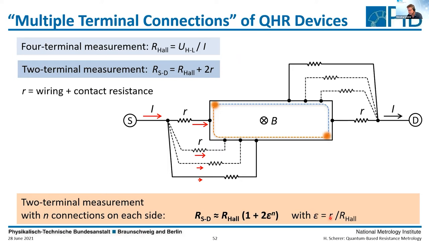So epsilon is the ratio of the wiring and the quantum Hall resistance, and it diminishes with the power of n, when n is the number of contacts. That means if you increase the number of terminals that are contacted, you can manage to get this two terminal resistance very close to the four terminal resistance, and it just depends on the number of contacts that you made on each side, how good you can do this.